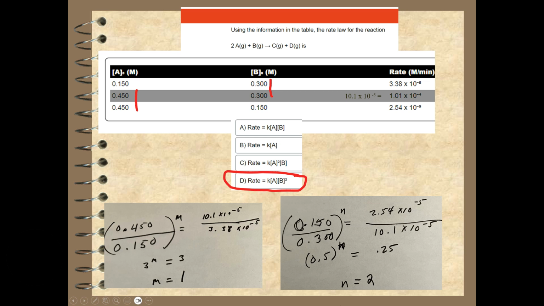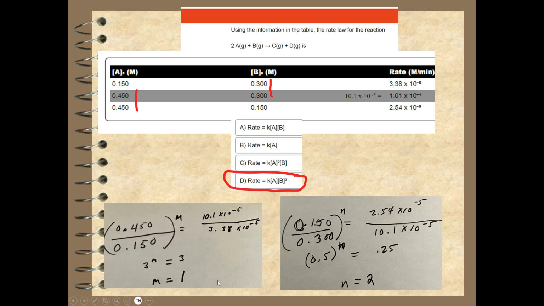Also, notice that the rate of increase is tripled. You're tripling the concentration and you're tripling the rate, going from 3.38 to 10.1. So when you triple one and you triple the other, if the rate of increase is the same in both, it means it's first order. But using our method, we could also see it was first order.